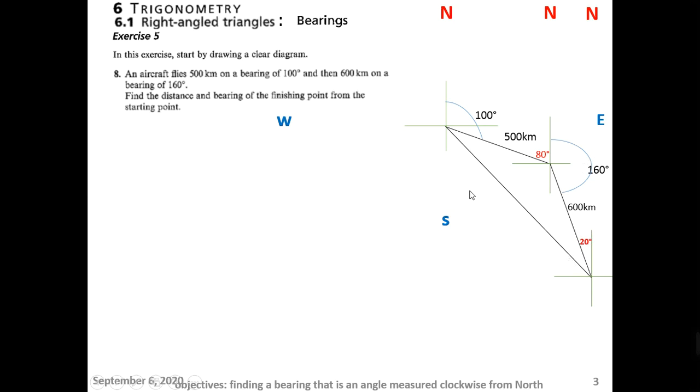Now, if I want to find this angle here, can you see this angle? This is 160 and this is 80. So if I add the 80 and the 160 and I subtract the total from 360, I'm going to find this angle, which is 120 degrees.